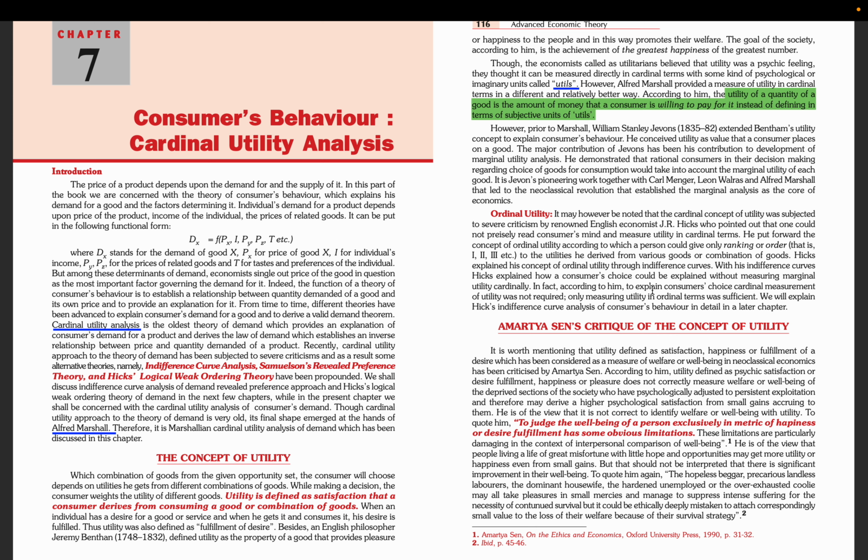So, what Amartya Sen tried to propound is that what you're calling satisfaction, happiness, fulfillment, which is utility, is actually not really a measurement of the well-being of a particular person. He's giving examples. So, people living a life of great misfortune with little hope and opportunities may get more utility or happiness even from small gains. So even if you gave them a glass of water, it's too much for them because, okay, let's not say water.